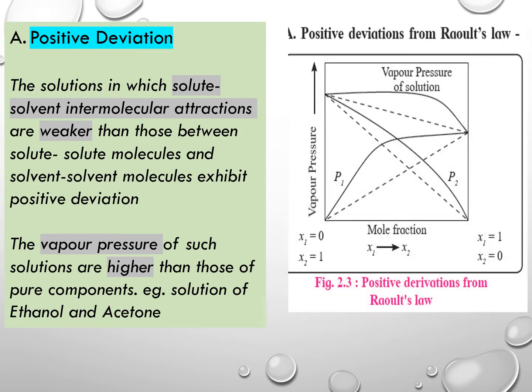So here if you see the graph, instead of having a straight line, you can see that there is a slight curve on the higher side. So this is showing a higher vapor pressure as compared to an ideal solution. So it is not obeying Raoult's law.